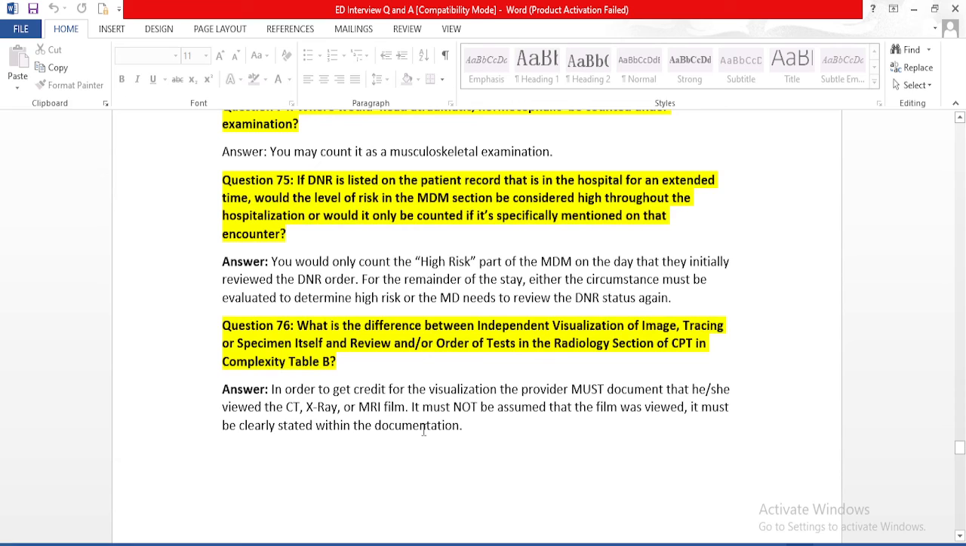Next question. If DNR is listed on the patient record that is in the hospital for an extended time, would the level of risk in the MDM section be considered high throughout the hospitalization, or would it only be counted if it's specifically mentioned in that encounter? You would only count the high risk part of MDM on the day that they initially reviewed the DNR order. For the remainder of the stay, either the circumstance must be evaluated to determine high risk or the MD needs to review the DNR status again. DNR means do not resuscitate.